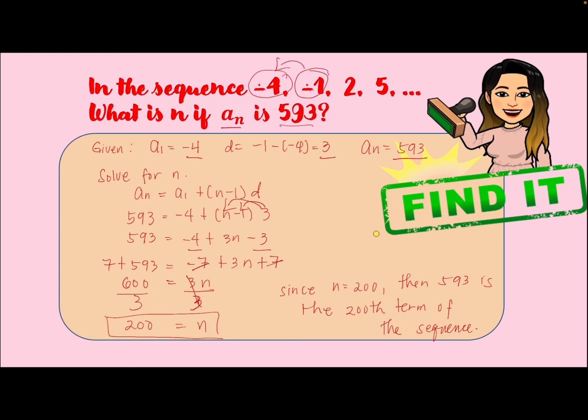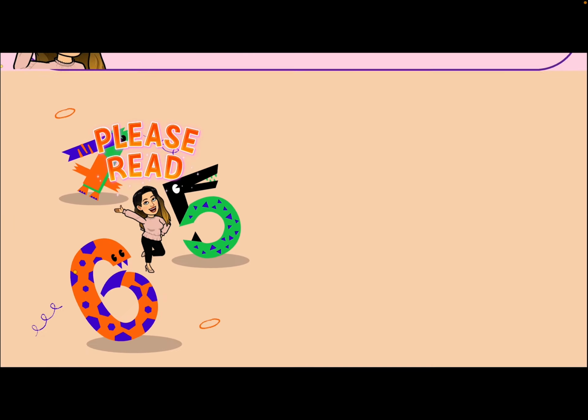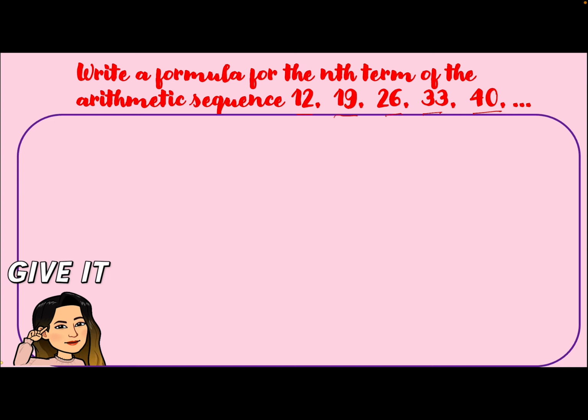Okay, so now let's have our next slide. So next example, here we're going to write a formula for the nth term of the arithmetic sequence 12, 19, 26, 33, 40. If you observe, each term is 7 more than the previous term. So therefore, our common difference here is 7. So that is 19 minus 12, 7. And our first term is given here also, which is 12. So our a sub 1 is 12.